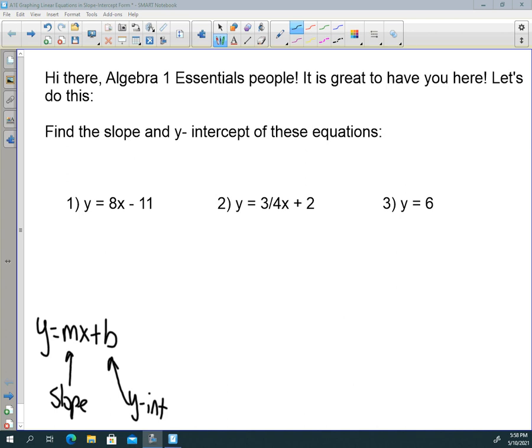why is this thing flashing? It's bothering me. Is that bothering you? It's not flashing. Okay, fantastic.